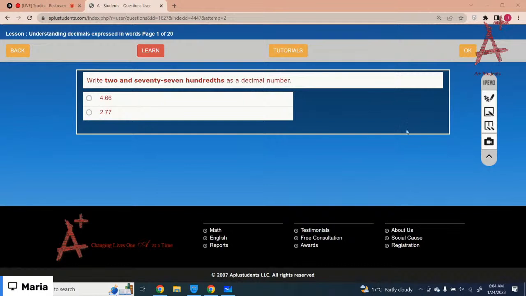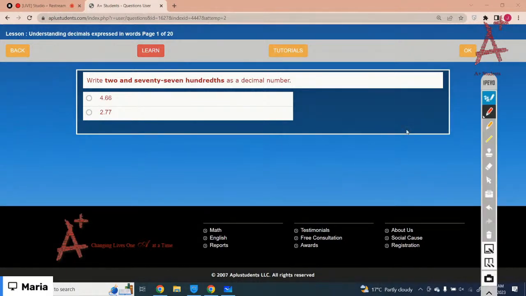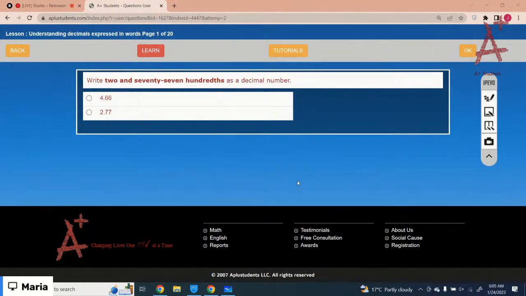Okay, 2 and 77 hundredths. So 2 is the whole number, and 77 hundredths, it would be 2.77. Got it? So the correct option is the second one. Just select the correct option, then click on the OK button.